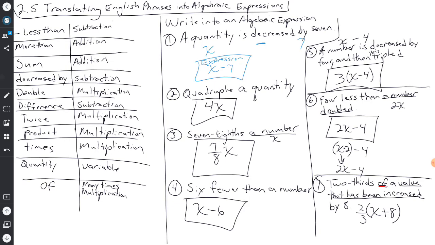So in this case, when we look at it, it's talking about 2/3 of that value that has been increased by 8. So we have to group that value first, and then 2/3 of it. So in general, when we're dealing with percentages or even fractions like this, when the word "of" comes after it, that "of" generally represents multiplication.